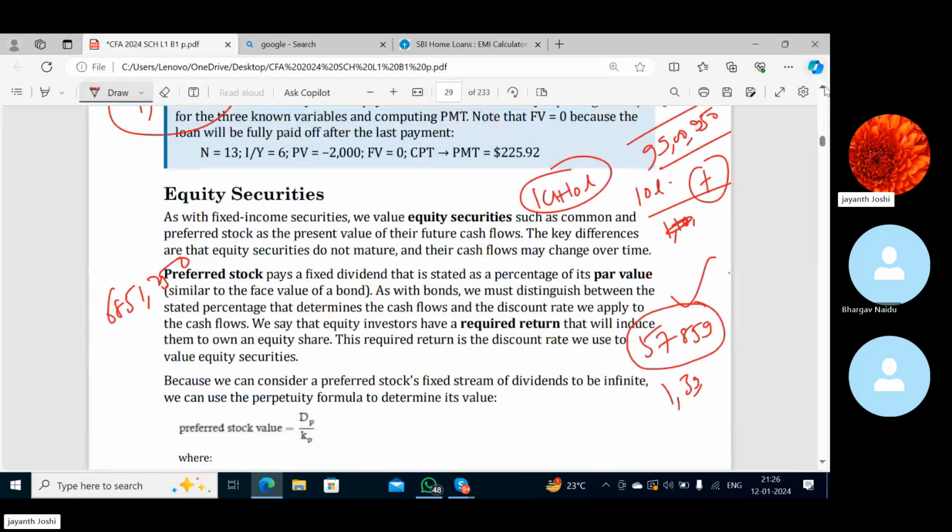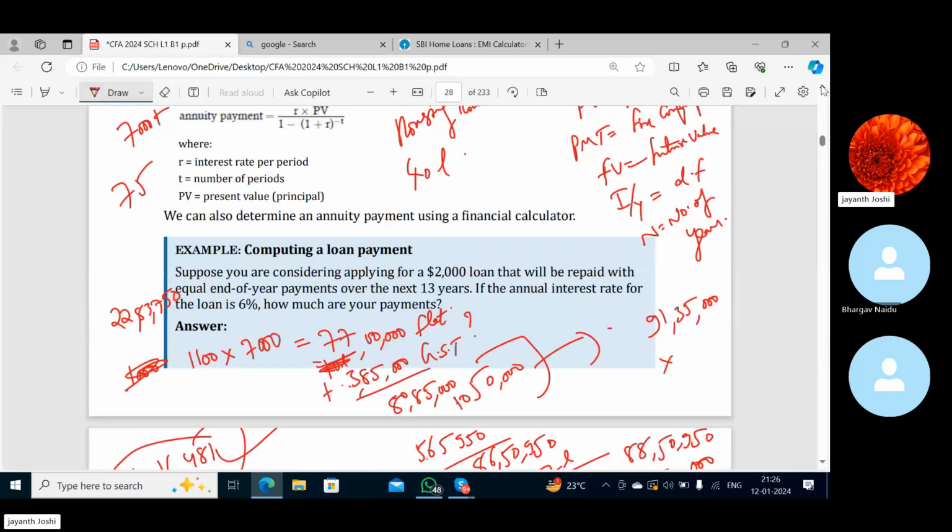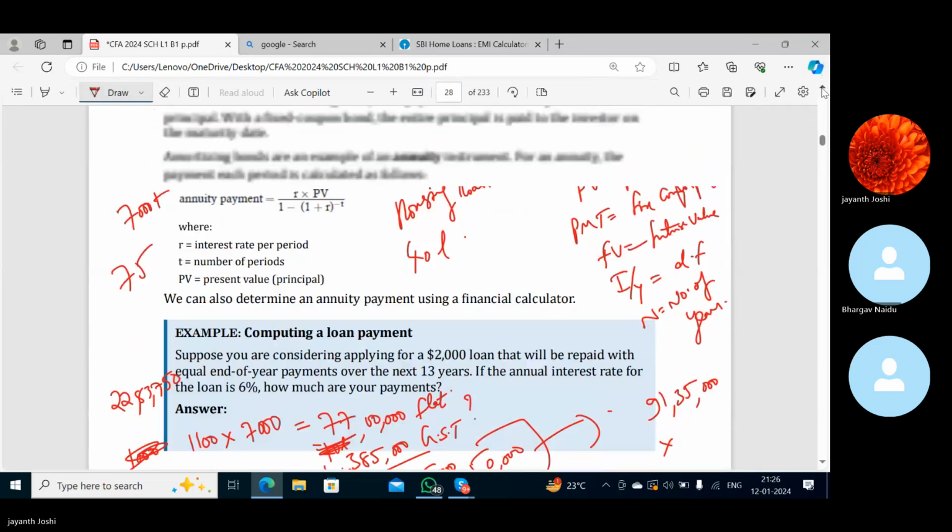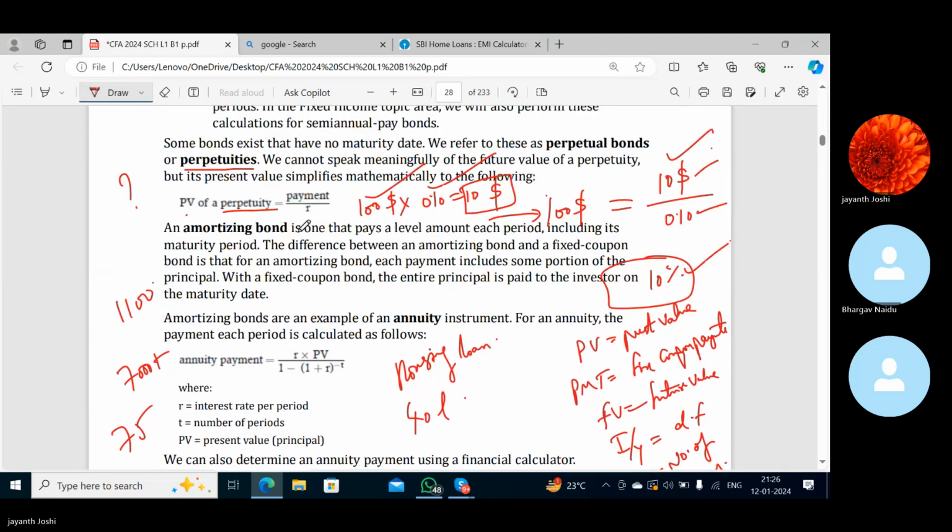So now let's understand one question here. Okay, let's calculate. Follow up. An amortizing bond is one that pays a level amount each period, including its maturity period. The difference between an amortizing bond and a fixed coupon bond is that for an amortizing bond, each payment includes some portion of principal.